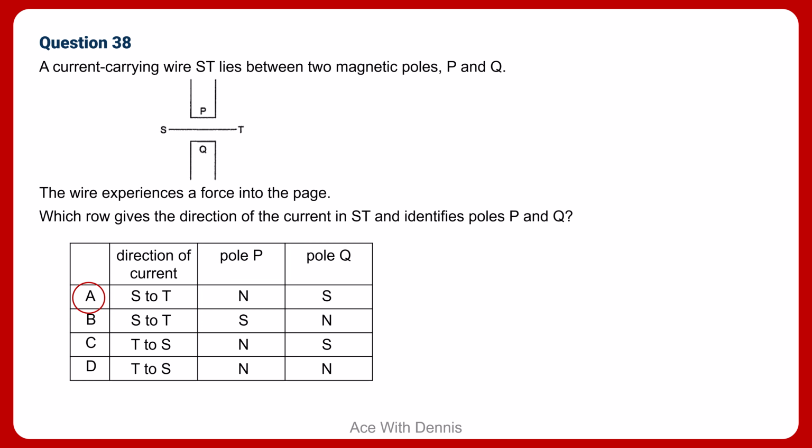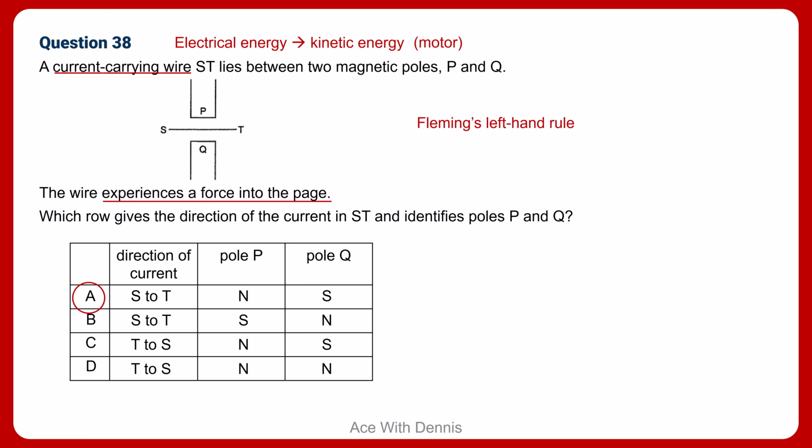The answer is A. Direction of current is S to T. Pole P is north. Pole Q is south. First, this is a current carrying wire case, and the wire experiences a force into the page, which means that electrical energy is converted to kinetic energy. Therefore, this is a motor case. So we need to use Fleming's left-hand rule.